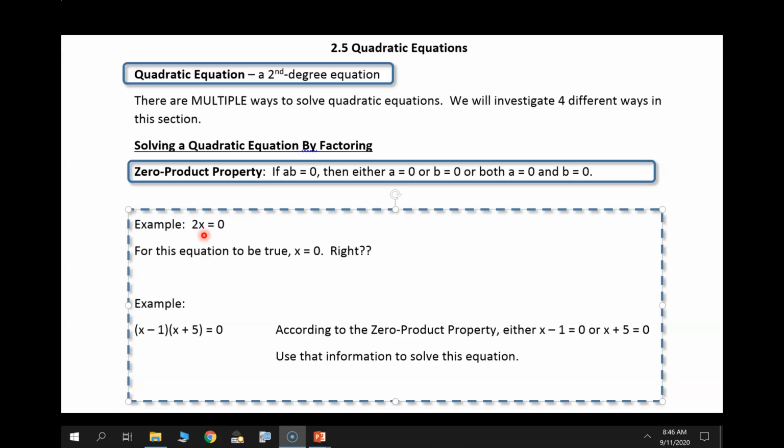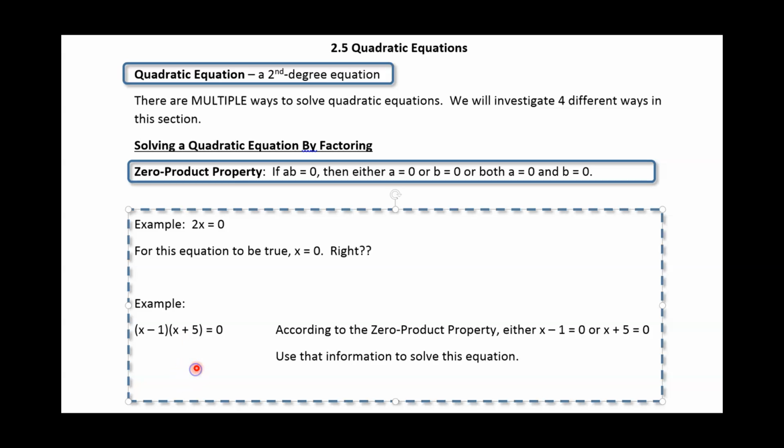So if we apply that to a scenario like x minus 1 times x plus 5 is equal to 0, one of those or both have to be 0 because there's no other way that I could get an answer of 0 when I'm multiplying. All right, so I'm going to set each of those factors equal to 0, and then of course I'm going to add 1 here and I'm going to subtract 5 here, and so those would be my two solutions. So that's how I can solve with factoring.